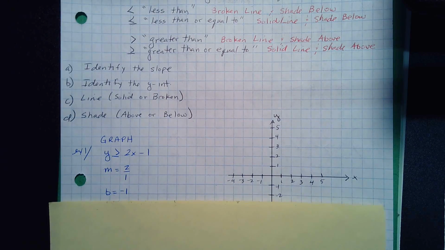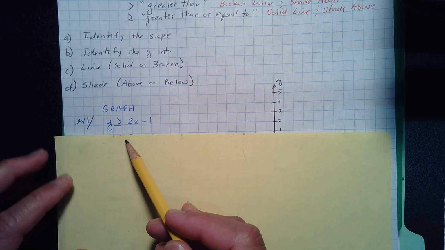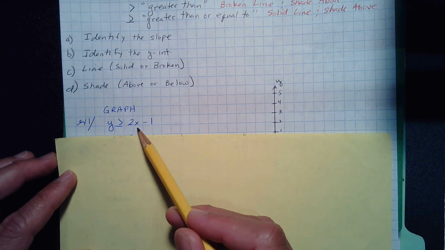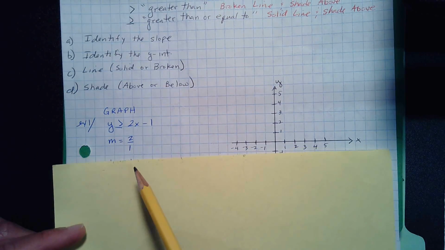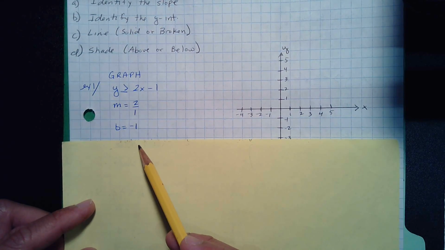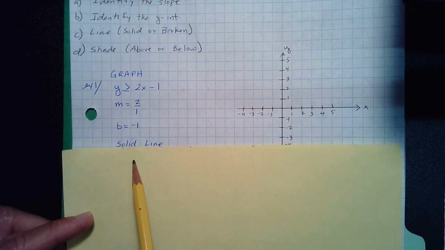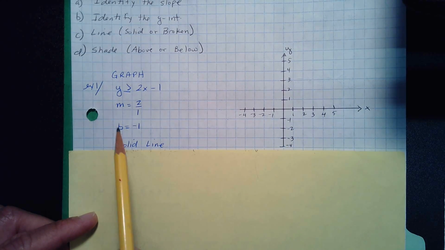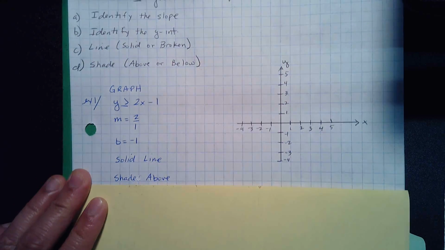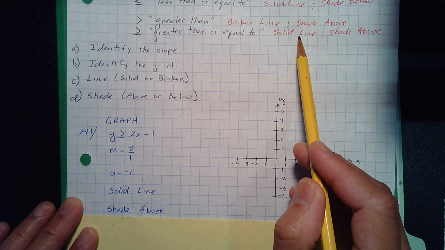So here is example 1. y greater than or equal to 2x minus 1. Remember, the slope is next to x and the y-intercept is a number without x. So the slope is 2 over 1. The y-intercept is negative 1. Since there's an equal sign, the line is solid. Since it's the greater than symbol, we shade above. So greater than or equal to, solid line, shade above.